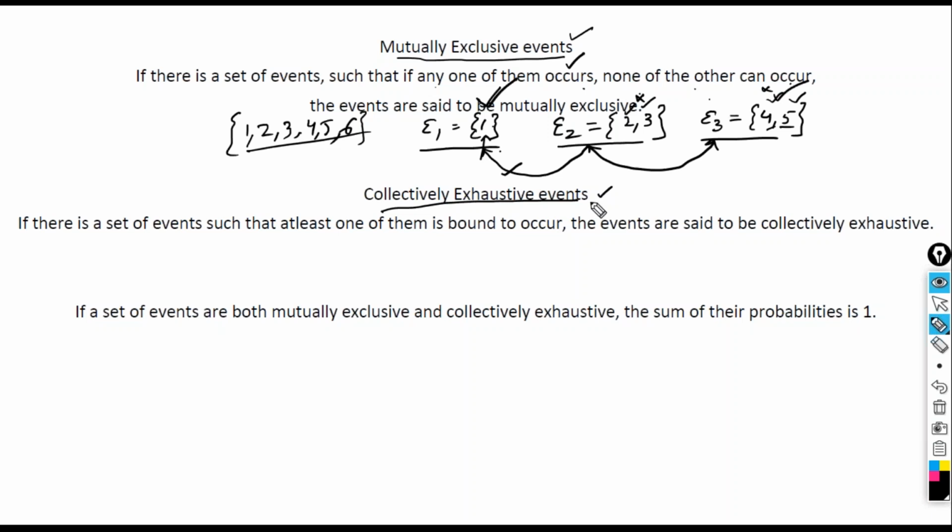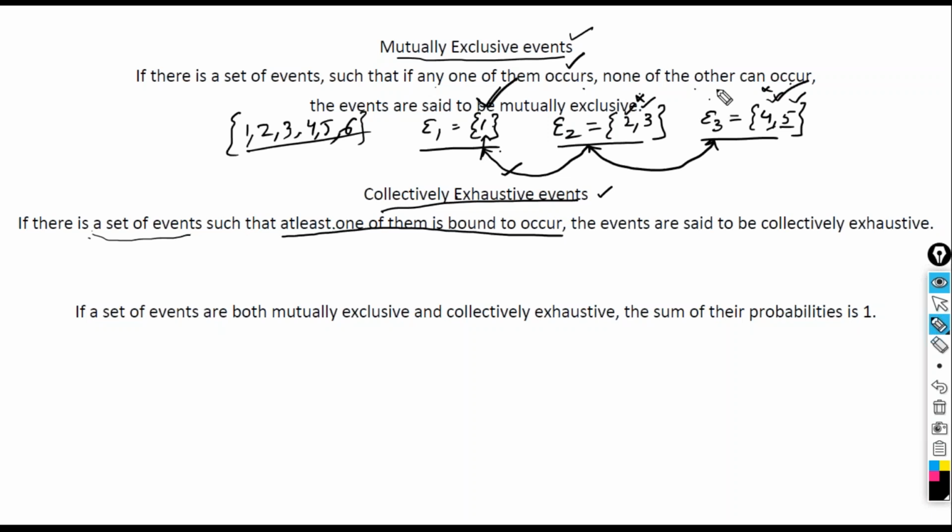And collectively exhaustive events are those where, if there is a set of events such that at least one of them is bound to occur. So please keep in mind, if there is a set of events such that at least one of them is bound to occur, the events are said to be collectively exhaustive.